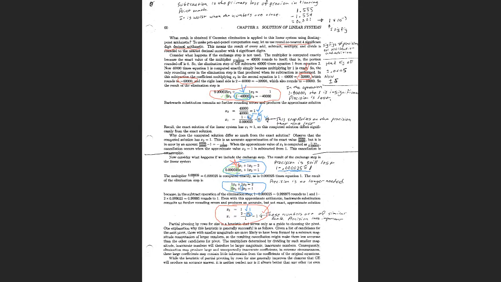But it is an approximation, and it's a lot better than the result we had before of x1 equals 0, x2 equals 1. That was just an answer that wasn't even close. Okay, so this is why computers will use partial pivoting to do the row operations, because it greatly reduces the round-off error.